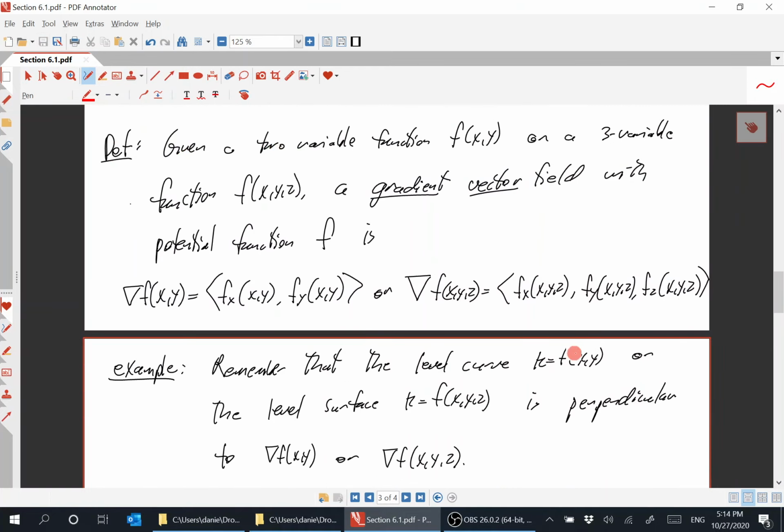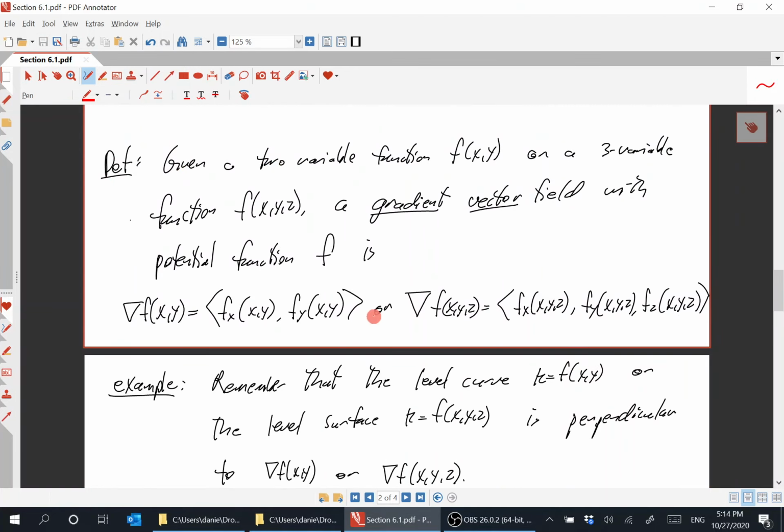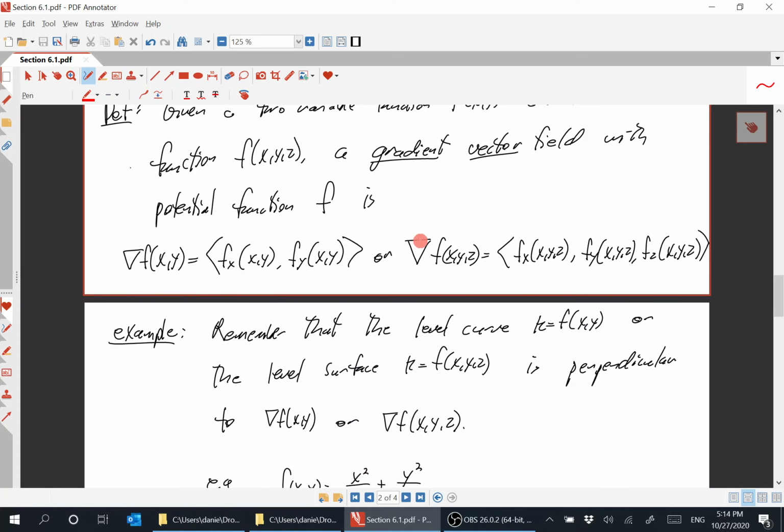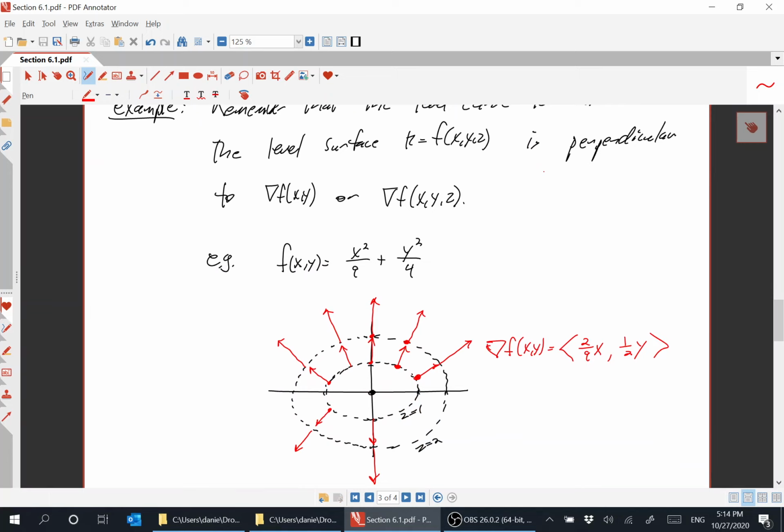Okay, so the gradient vector field, either in 2 dimensions or 3 dimensions. You have a 2-variable function or a 3-variable function, and then its gradient expression is a gradient vector field, and the function f is called the potential function for that vector field. And then you always get a vector field where each vector is perpendicular to the level curve that goes through that point there. Okay.